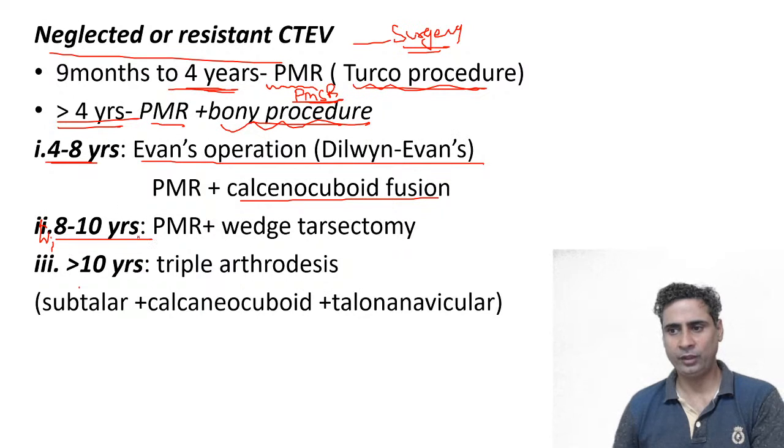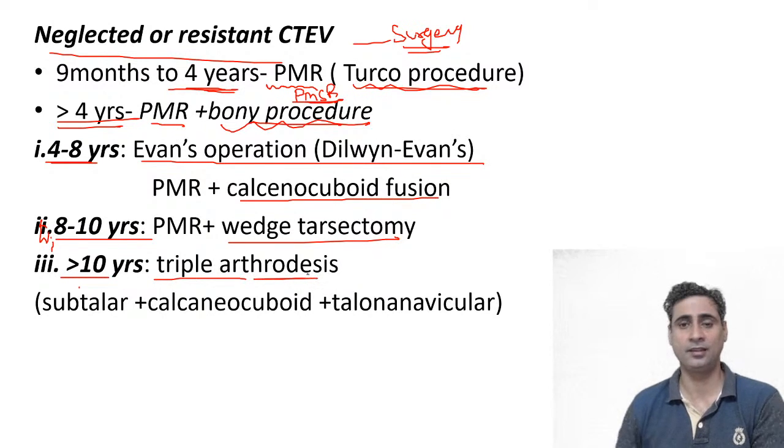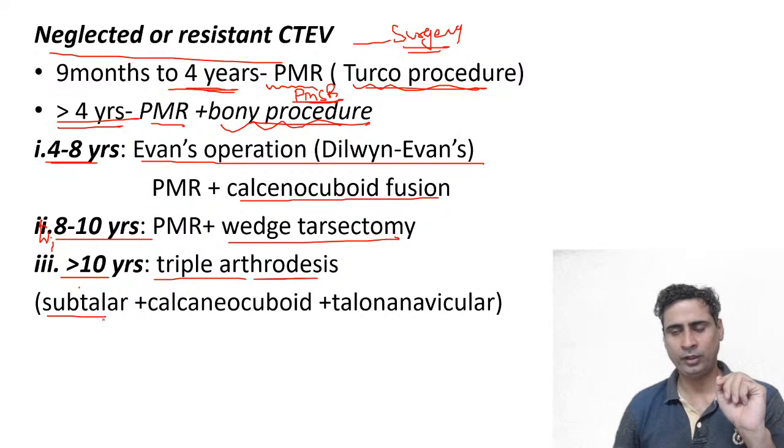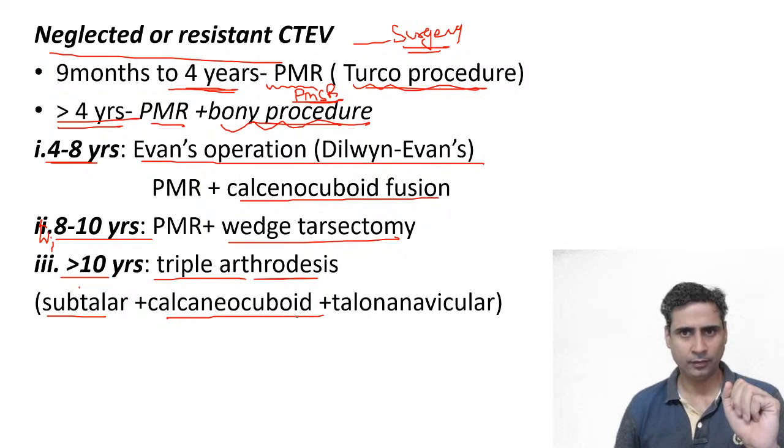Between the age of 8 to 10 years, the bony procedure is wedge tarsectomy. And more than 10 years, the surgery of choice is triple arthrodesis, triple fusion. We are fusing 3 joints: subtalar joint, that is talocalcaneal joint, calcaneo-cuboid joint, and talonavicular joint.